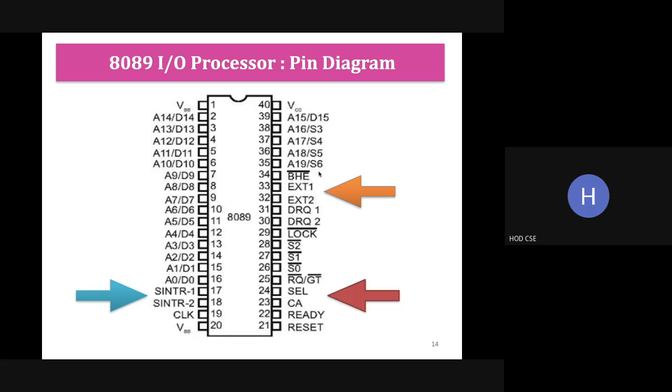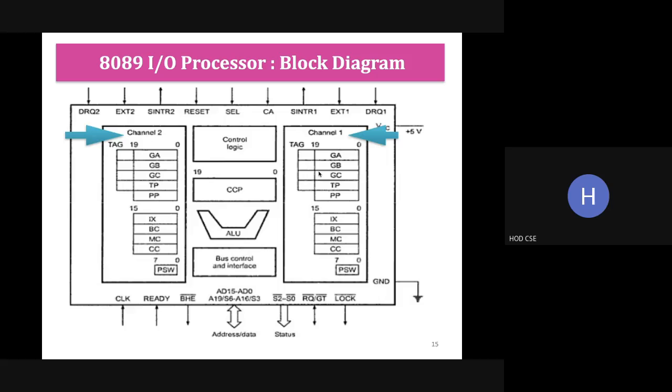Okay. So next one, this is the block diagram of 8089. See here, the arrow marks I have drawn. There are two channels. Here we have channel 1 and here channel 2. Each channel will have its own signals. At the top you have the signals: DMA request 2, EXT2, SINTR2. This is for channel 2, and for channel 1 we have SINTR1, that is signal interrupt, and EXT1 and DMA request 1.